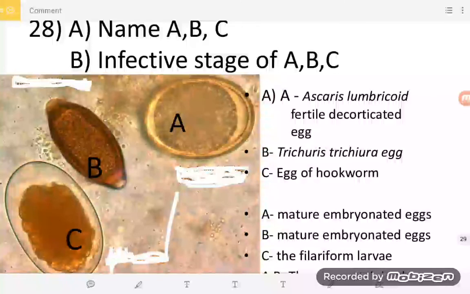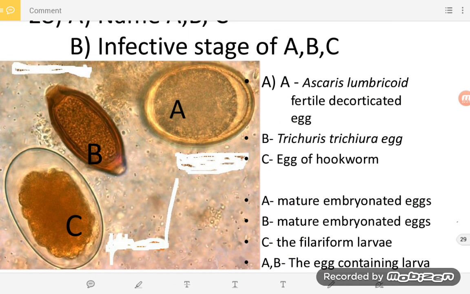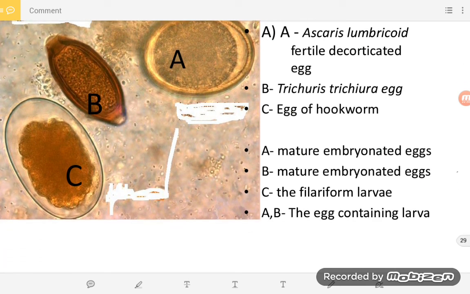Outside you cannot see the coat here. If it is corticated, you can see a dark brownish color outside, irregular shape, right? Here it is not like that, so we cannot say. Then B is the Trichuris trichiura egg. This is also an immature one. C is the hookworm egg. The infective stage in the case of A is the mature embryonated egg. B is also a mature embryonated egg. C is the filariform larva. Sometimes for A and B you can say larva-containing egg.